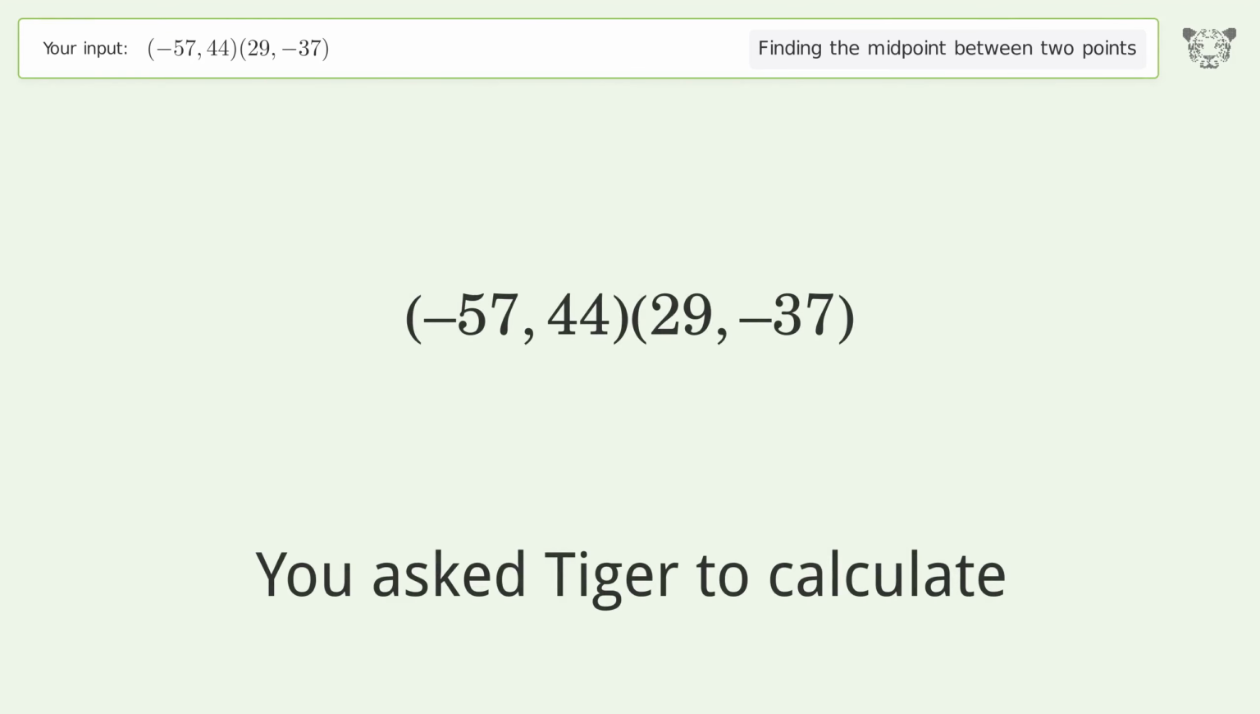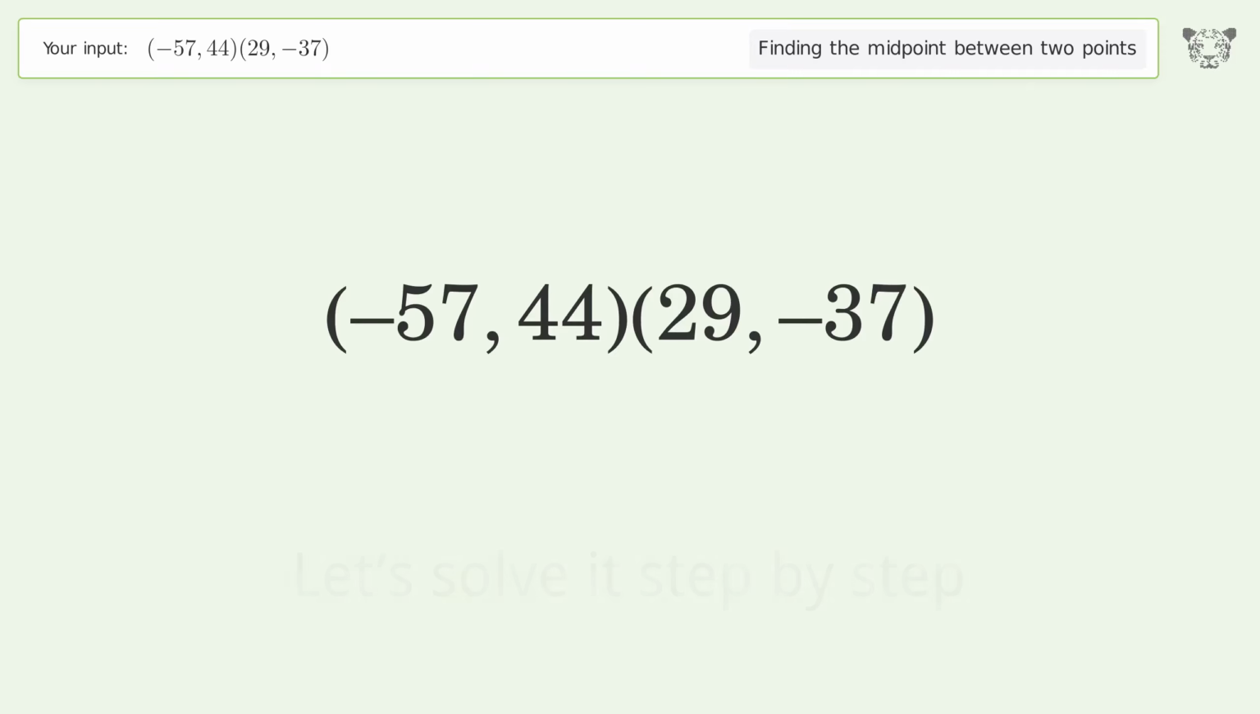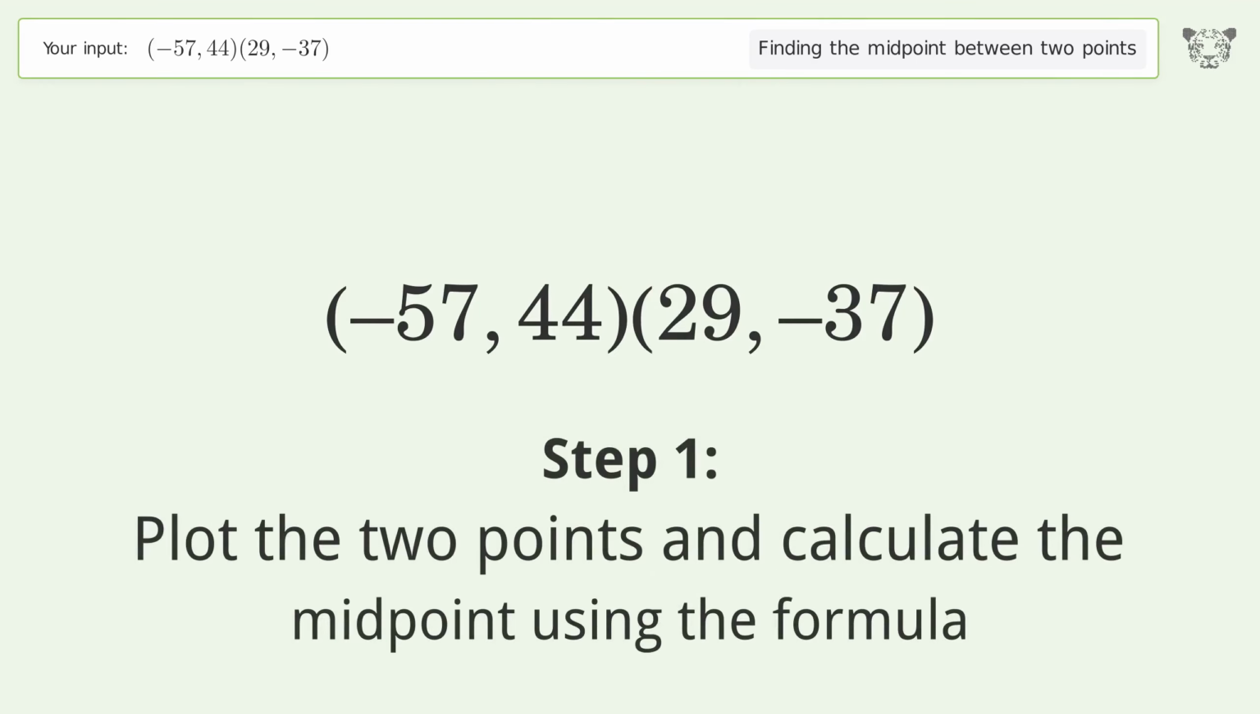You ask Tiger to calculate. This deals with finding the midpoint between 2 points. The midpoint between the 2 points is -14, 3.5. Let's solve it step by step. Plot the 2 points and calculate the midpoint using the formula.